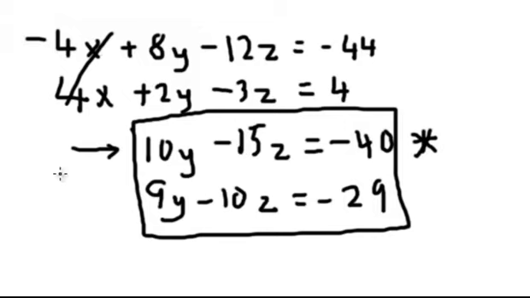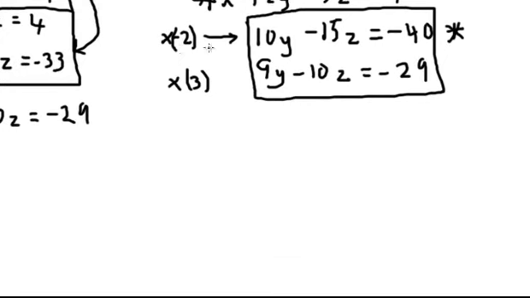So what I'm going to do is multiply this one by -2. You'll see why in a little bit. -2 will give me 30z. I'm going to multiply the second one by 3. That will give me positive 30z. And we'll see how it goes.